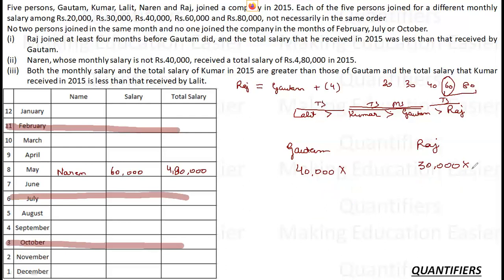Okay, we can put any value. Let's say I am putting 7. So if Raj is working for 7 months, the total salary is 2,10,000. In order to surpass him, he needs to work at least 6 months. He working for 7 months and he working for 6 months is not possible because the difference has to be at least 4. So this case is an invalid case.